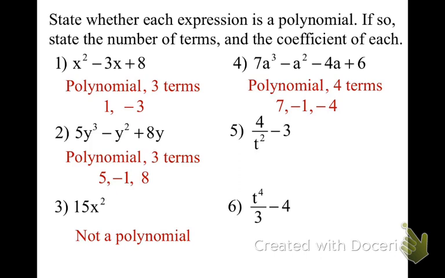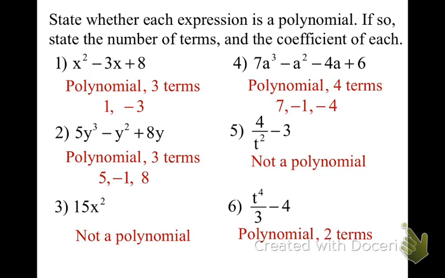Number 5 is not a polynomial because t squared in the denominator really means t to the -2 power, and we said that you have to have a whole number exponent. So this is not a polynomial. However, t to the 4th in this case is a whole number power. Remember, when it's in the denominator, it's a negative exponent. When it's in the numerator, it is a whole number exponent. So this would be a polynomial, and there are 2 terms, and the coefficient is 1/3.